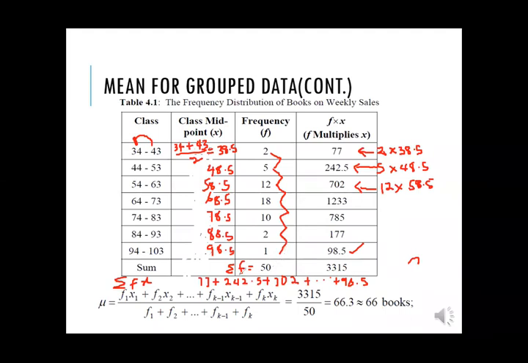So when you sum the whole numerator, you get this value here. This is the summation fx, the summation of f times x. So you divide the summation of f times x by the summation f. That should give us 3315 over 50, which will give us 66.3, approximately 66 books. If you have any question on this, you can ask.